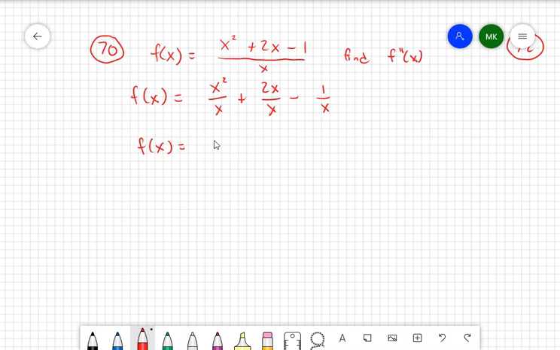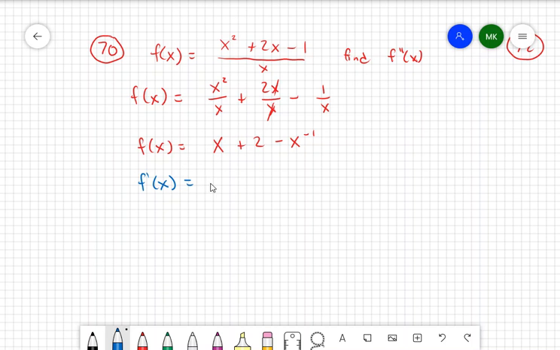So x squared over x just equals x. 2x over x just equals 2. And then 1 over x, we're going to write as x to the negative 1 power, so we can use power rule. So now when I go to take the actual derivative, f prime, it's much easier. It's a quick, easy question, whereas the original problem would have been quotient rule, would have been a mess.